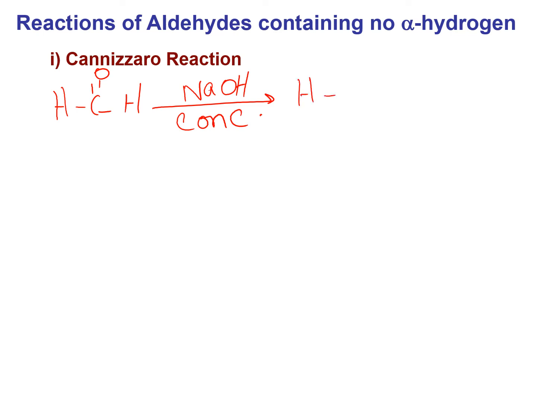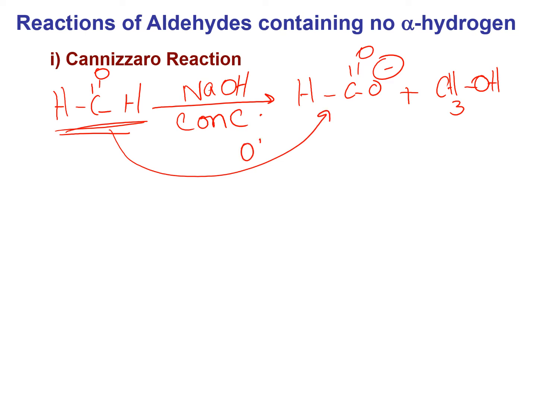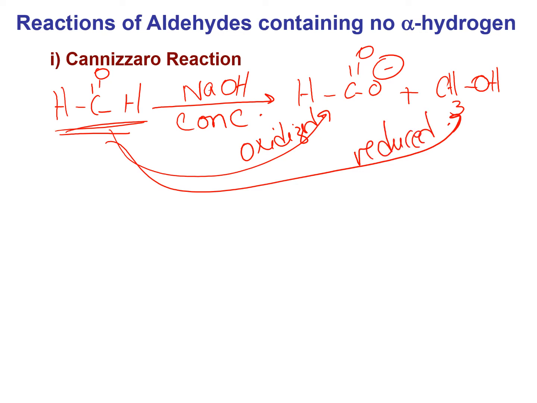The end product is an oxidation reduction reaction. One molecule of the formaldehyde will be converted into the formic acid and the other molecule will be converted into methanol. So one molecule got oxidized to the acid and the second molecule got reduced to the alcohol. This is what we call Cannizzaro reaction. Remember that the acid will be in the form of the sodium salt. You are using an alkaline medium, so your product will be in the form of a sodium salt.